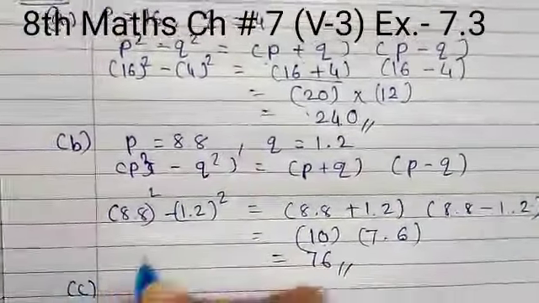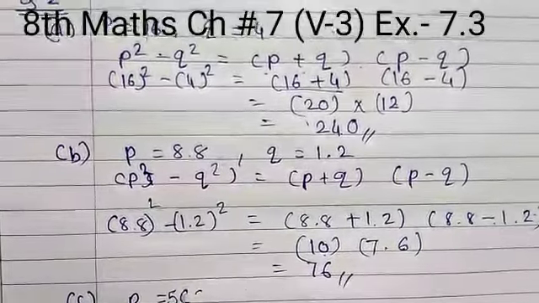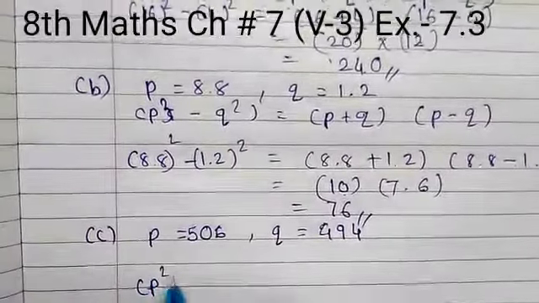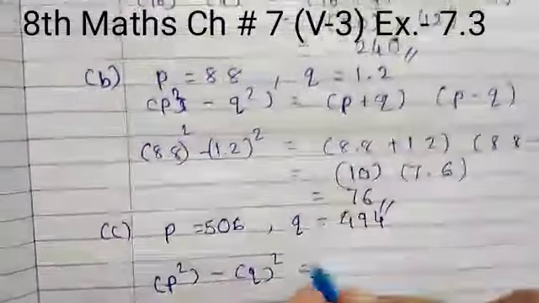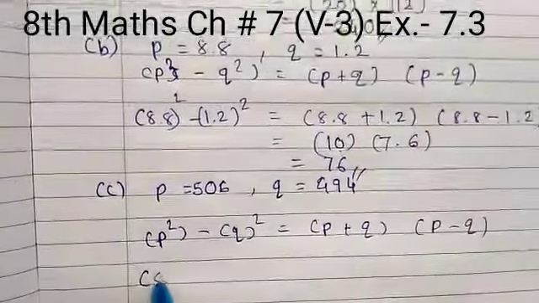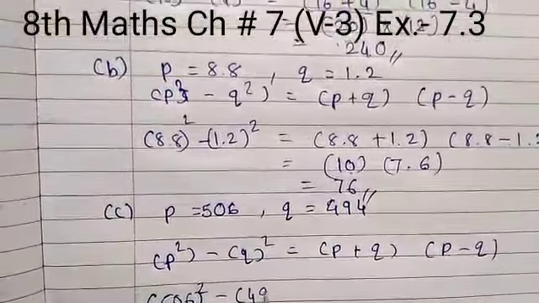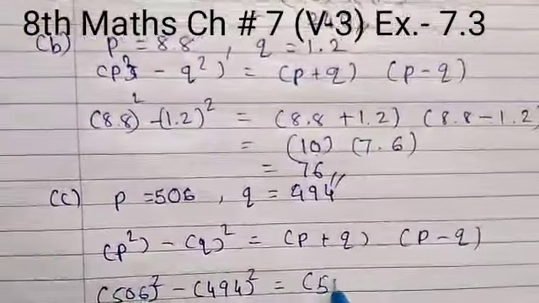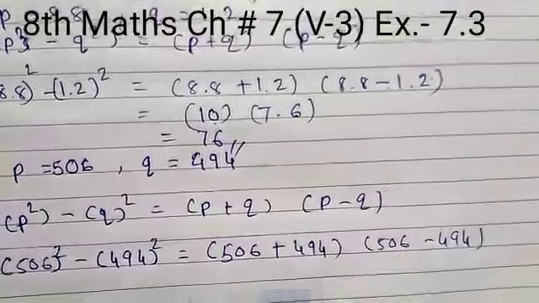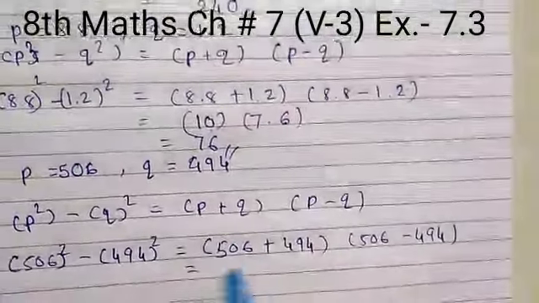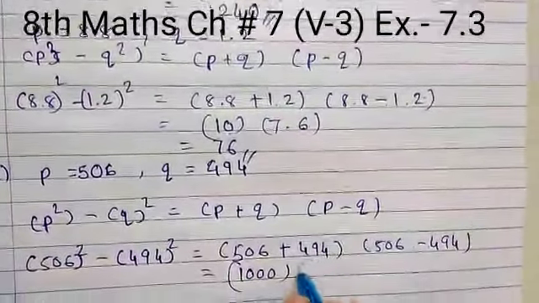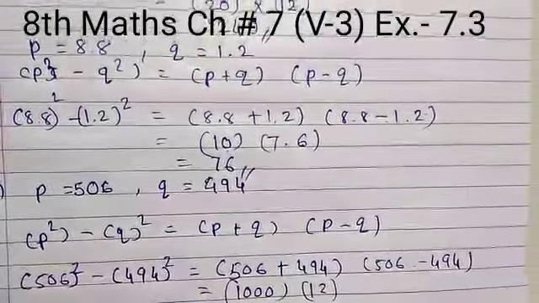Similarly for the c, p is given 506 and q is equal to 494. So we are using p² − q², right? So (p + q)(p − q). So p value is given 506² − 494² is equal to (506 + 494)(506 − 494). So what will become? If we are doing the addition, you will get 1000 into 506 − 494 is equal to 12. So you will get the answer 12,000.